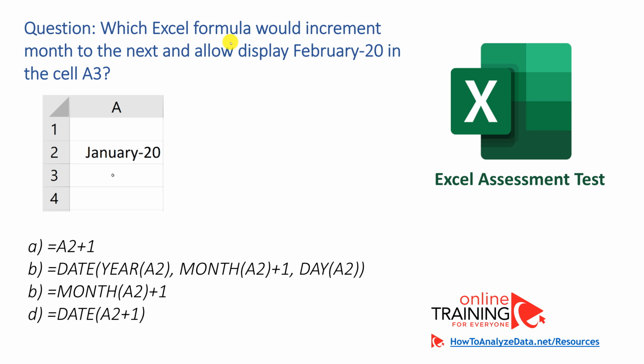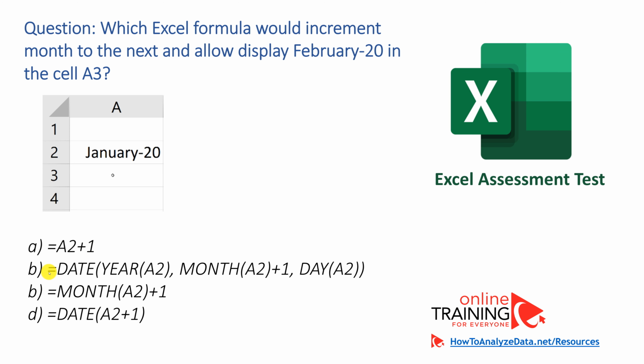Let's look at the question: which Excel formula would increment the month to the next and display February 20 in the cell A3. Here in the screenshot, we have January-20 in the cell A2. And there are 4 formulas presented as choices. In choice A, we have A2 plus 1, which makes logical sense.